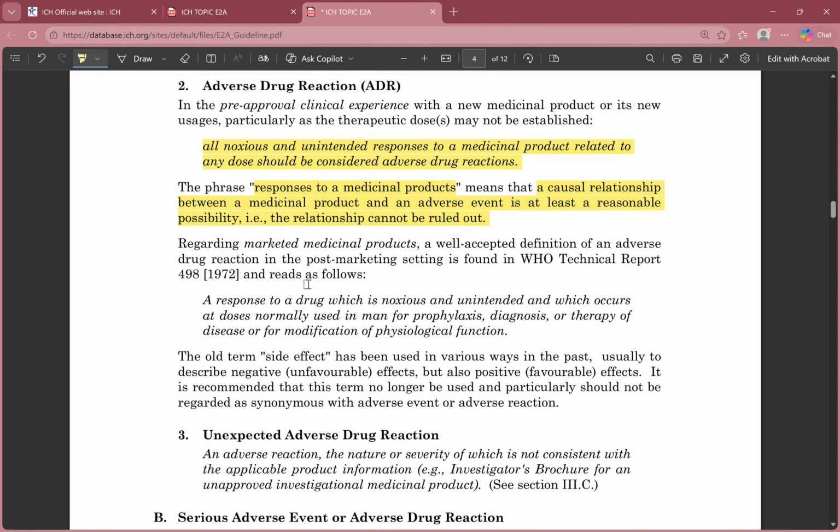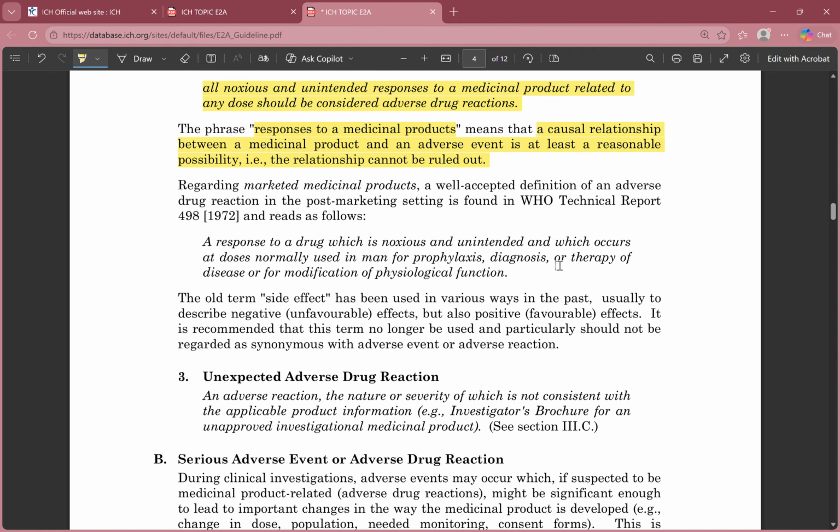Again, we have this definition as per WHO, which is a response to a drug which is noxious and unintended and which occurs at the doses normally used in man for prophylaxis, diagnosis or therapy of disease, or for modification of physiological function, right? So this is another definition by WHO, which means the same thing.